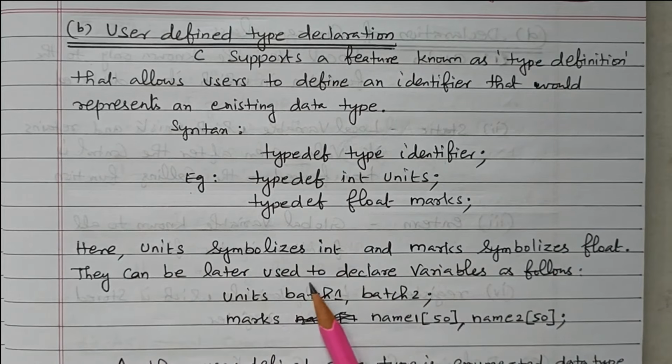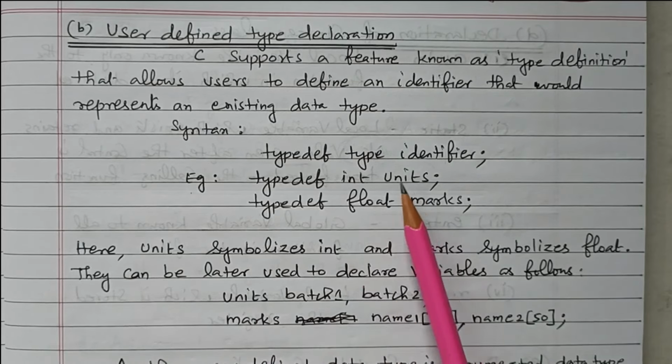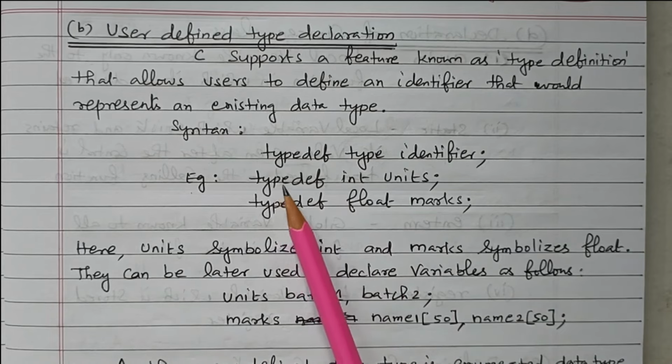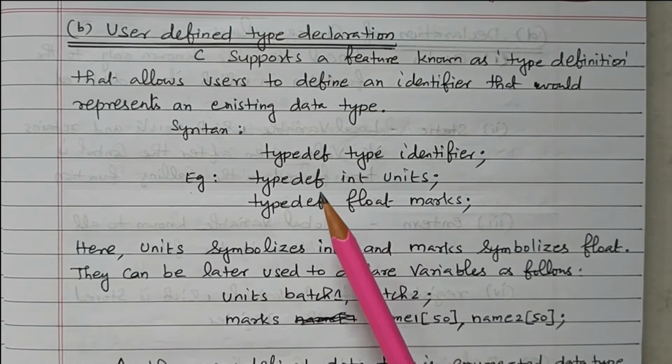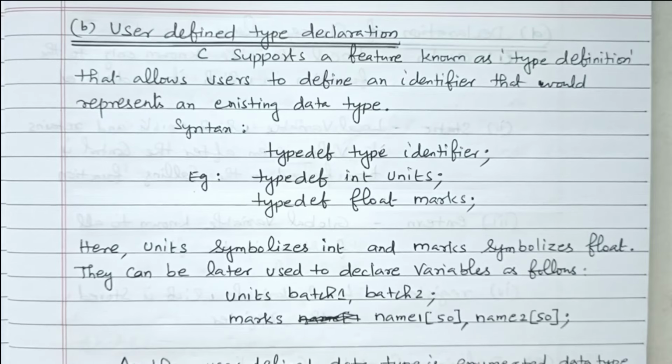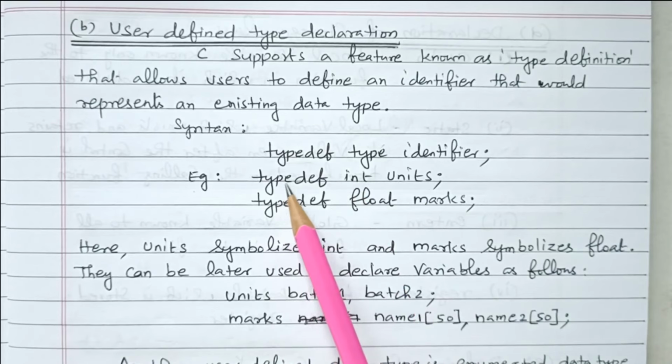They can be later used to declare the variables as follows. How is it? units batch1, batch2. What is the meaning of that? Batch1 and batch2 are declared as units. What is units? Units is declared as integer by the typedef. So the meaning is batch1 and batch2 come under units. Units is nothing but integer, right? So it is clear, batch1 and batch2 come under units, units come under integer. That is defined by the user typedef.